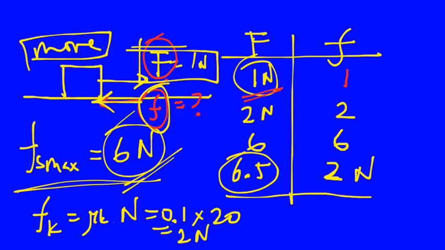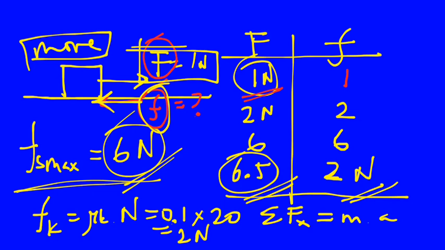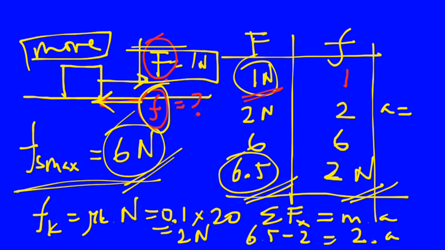The next part is to find the acceleration. If you look here, the force that you use to pull this object is 6.5, and the friction is 2 Newton. Therefore, the total force in the x direction, the horizontal direction, equals ma, and that gives you 6.5 minus 2 equals the mass, which is 2, times the acceleration. So the acceleration here is 4.5 divided by 2, which is 2.25 meters per second squared. So that's about static and kinetic friction.